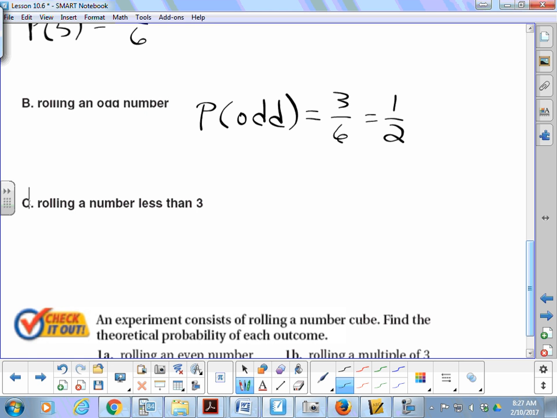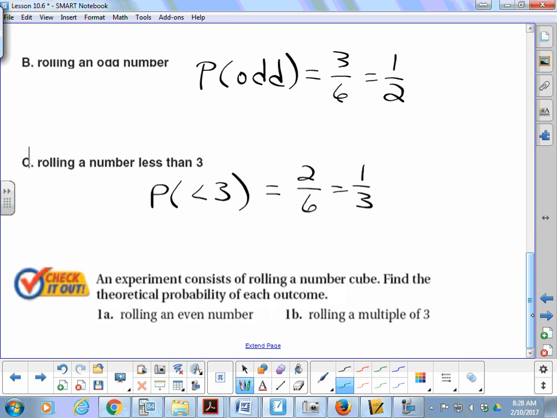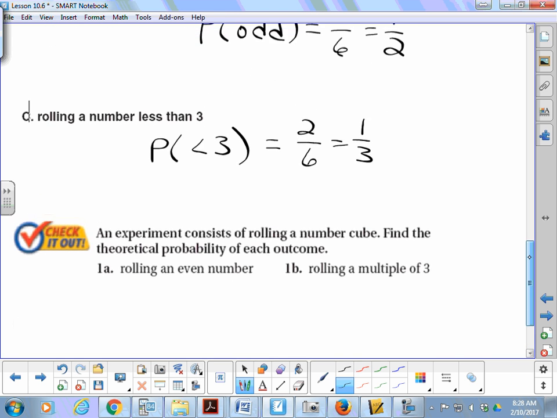A number less than 3. Zach, how about a number less than 3? Okay, 2 out of 6, because if it's less than 3, then we're just talking about the numbers 1 and 2. So that would be 1/3. All right, so answer these two on the check it out.